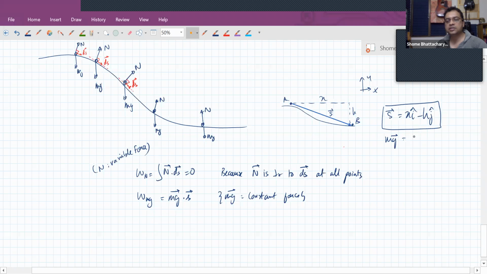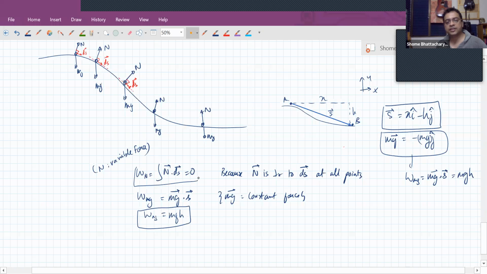Now mg is minus mg j cap. It's acting in the negative y direction always. So from this now I can see that work done by gravity, which is mg dot s, how much will it come to? It will be coming as mgh. The two minus signs will cancel. So this term will actually come out to be mgh. This is the work done by gravity.